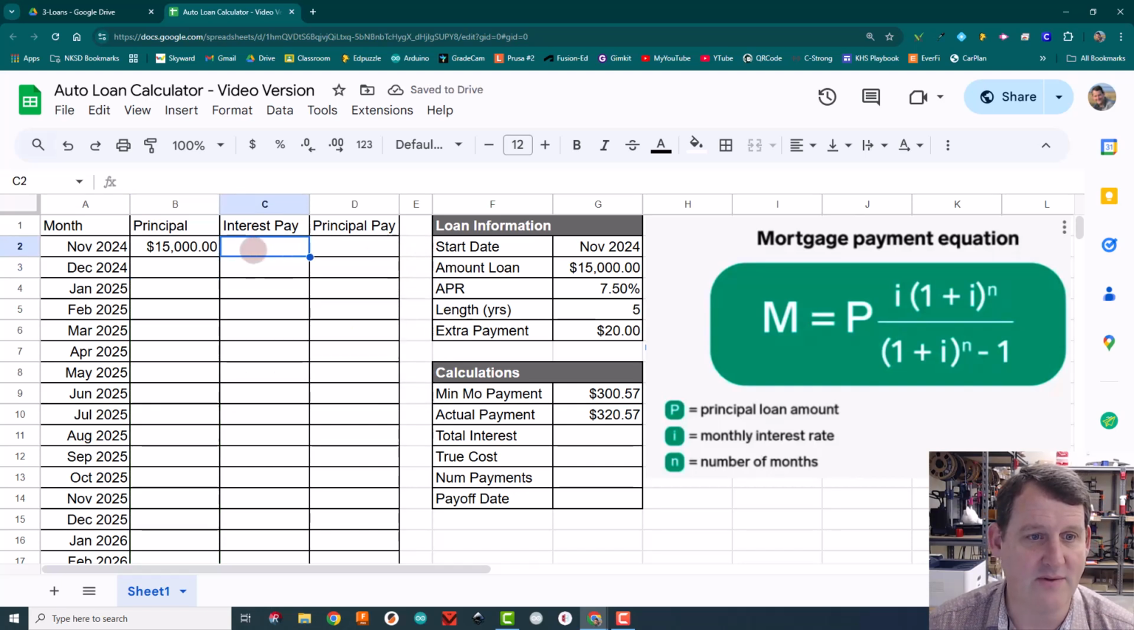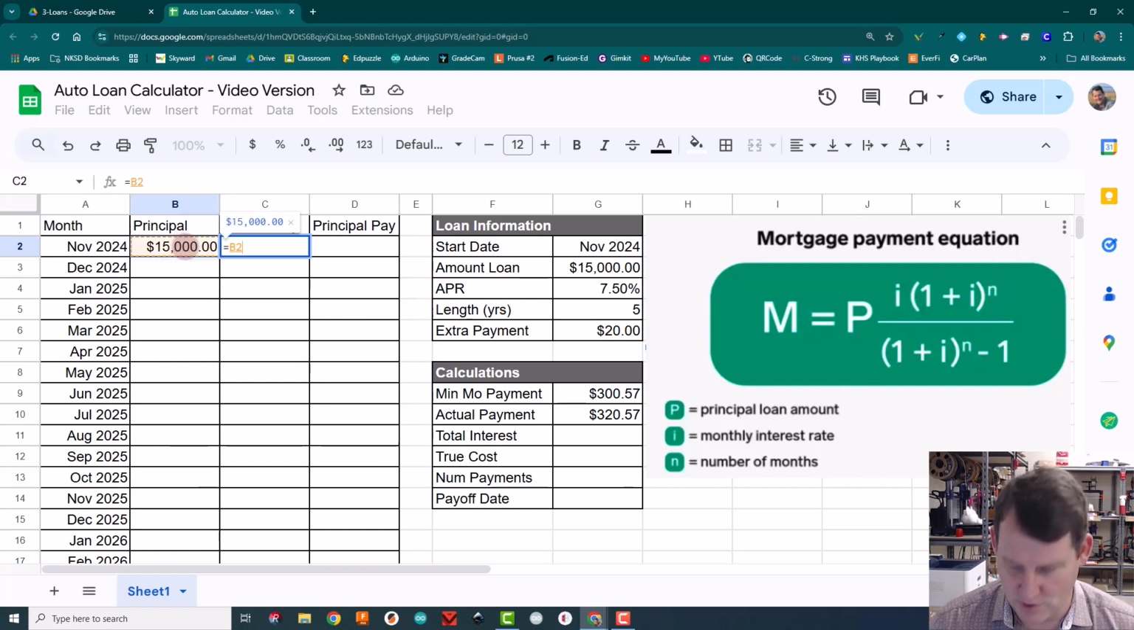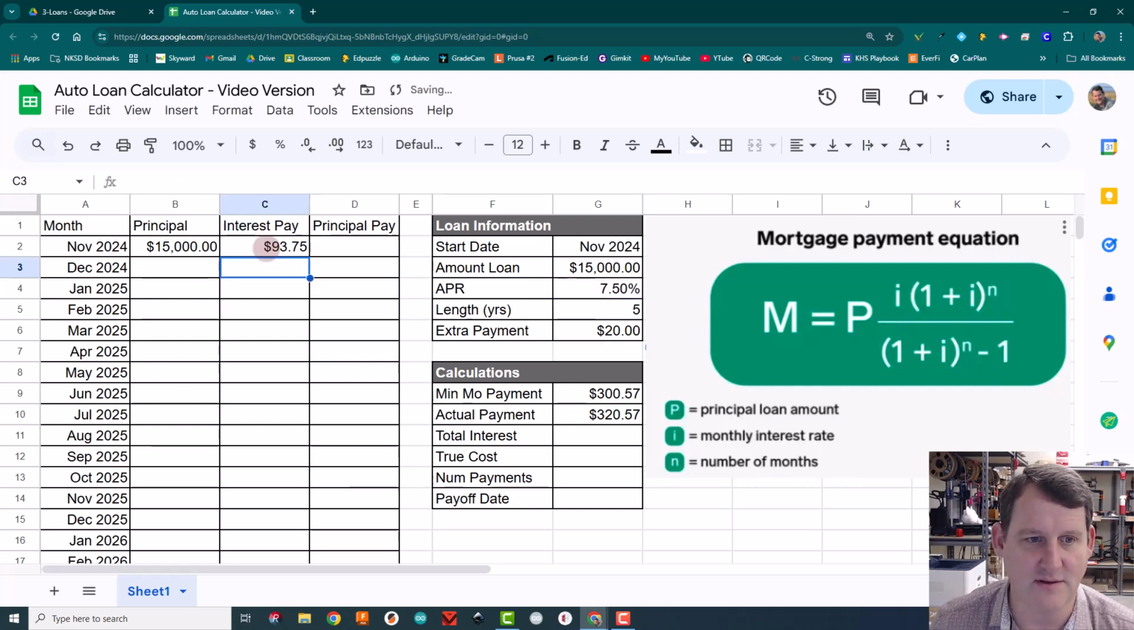And over here, the interest we're going to pay is going to be the 7.5% of this divided by 12. So I'm going to put an equal sign again. And I'm going to say, okay, we want to start with this number. We're going to multiply it by the 7.5%. That'll find our annual interest, and then divide that by 12 to find our monthly interest, and $93. That feels pretty reasonable for amount of interest.